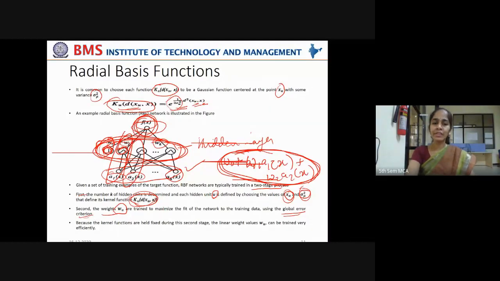Okay, because the kernel functions are held fixed during this second stage, the linear weight values WU can be trained very efficiently. Kernel values are not disturbed, they are kept constant. Only the weights are adjusted so that the prediction error can be reduced. This is how radial basis functions work.